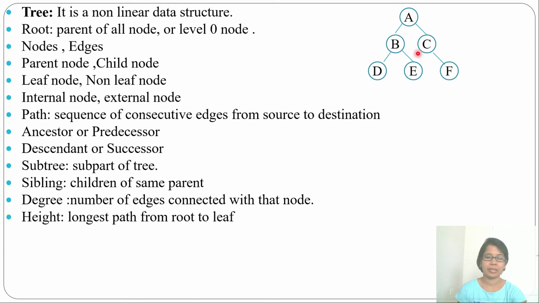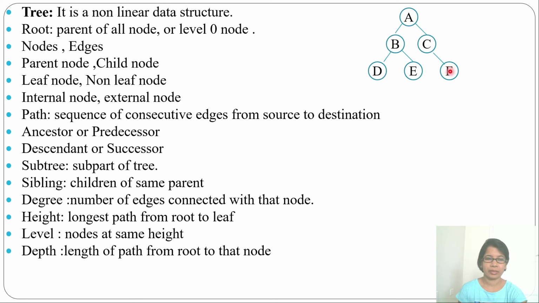Then height, that is the longest path from root to leaf. So here height you can say 2. So like this is 1, this is 2. You can just count the edges, and height is 2. Or you can say the highest level. So levels: A is at level 0, B, C are level 1, D, E, F are level 2. So the maximum level you can say is the height, or the longest path distance, that you can say is the height.